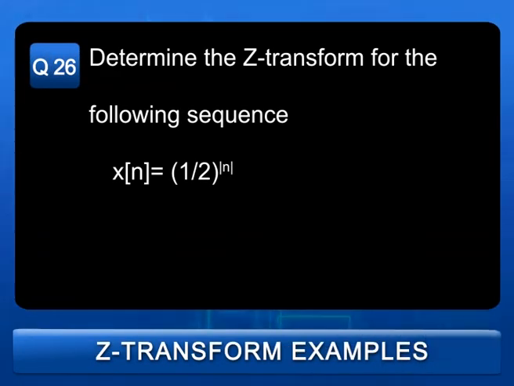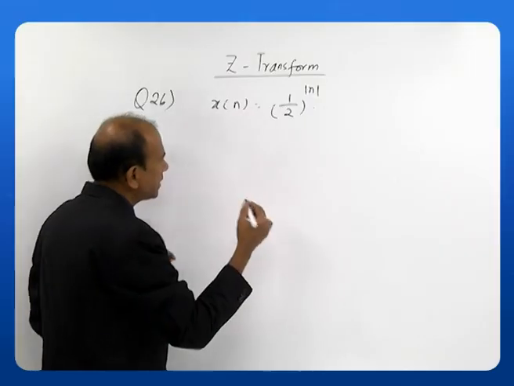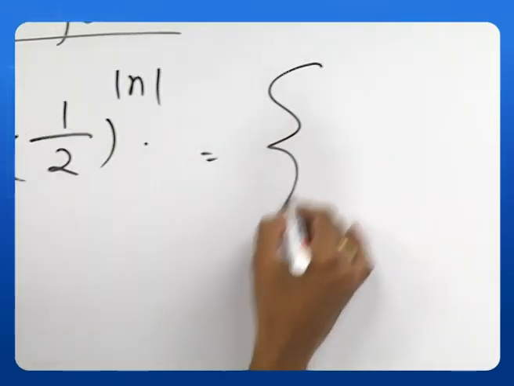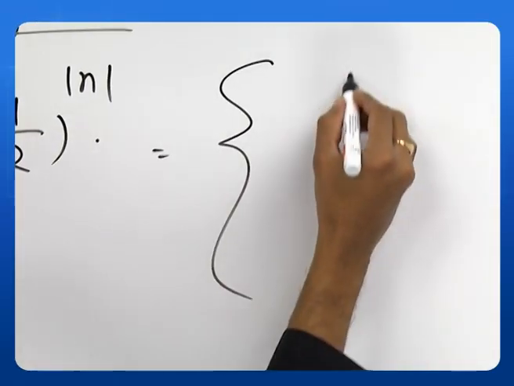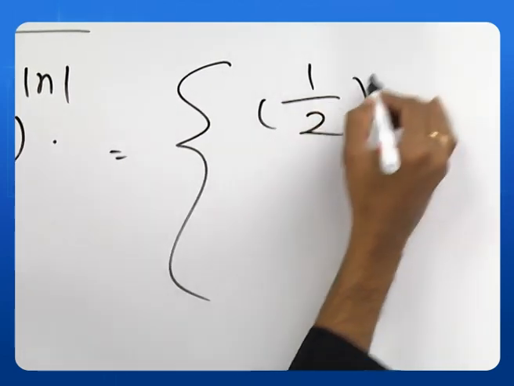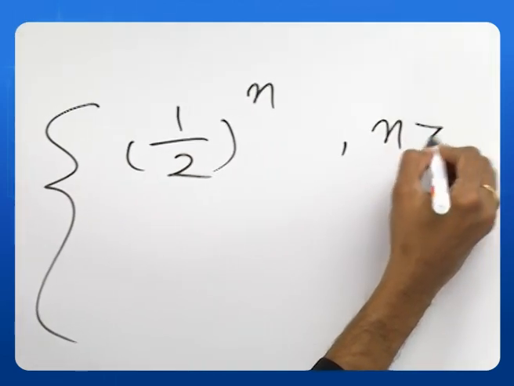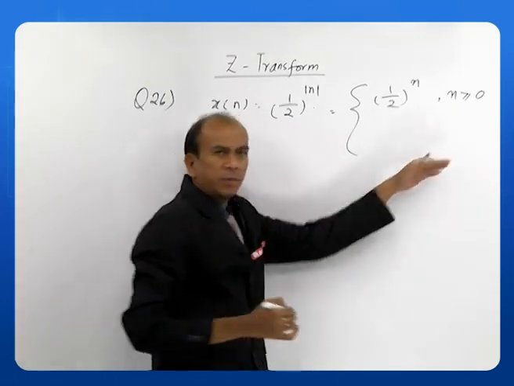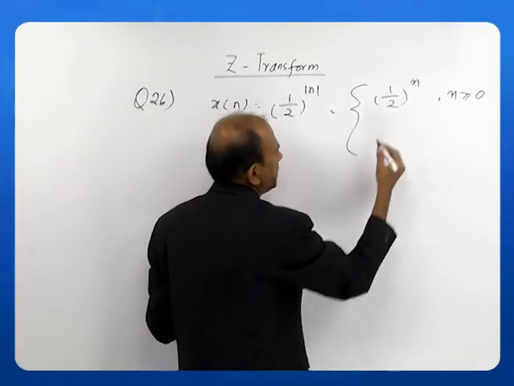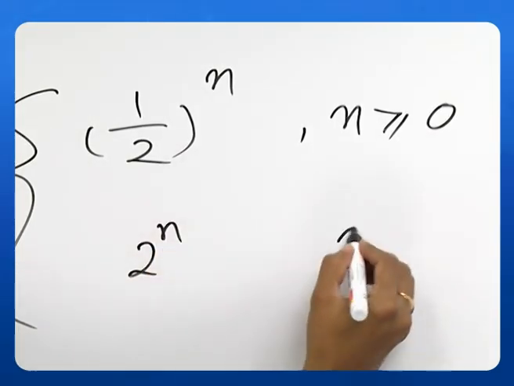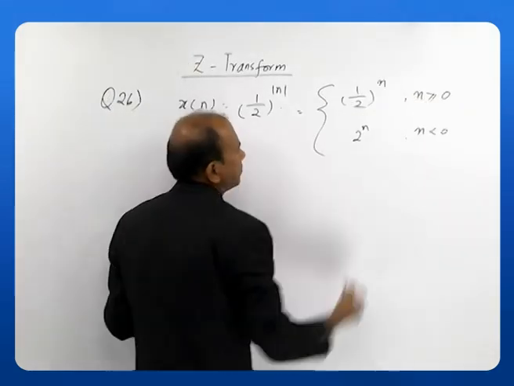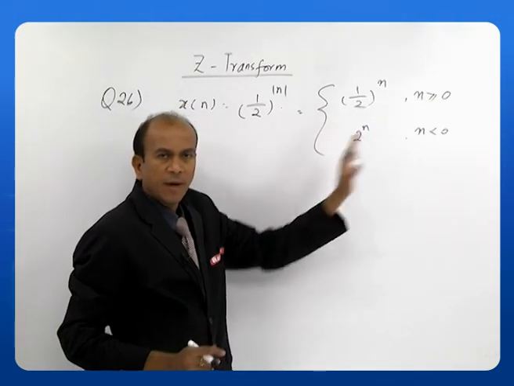Let us see question number 26. The question is, as you see here, this is to the power of mod n, so it will have 2 values. What are those values? So this I can write as, okay, this is half to the power of n for n greater than or equal to 0, and this is 2 to the power of n for n less than 0. Okay, this is what we have to calculate.